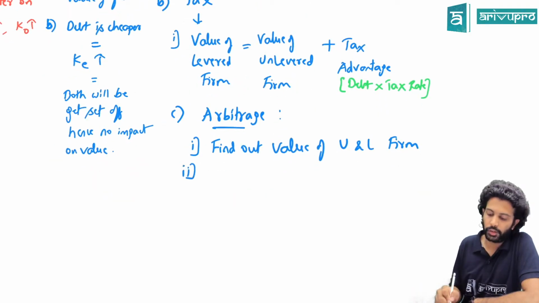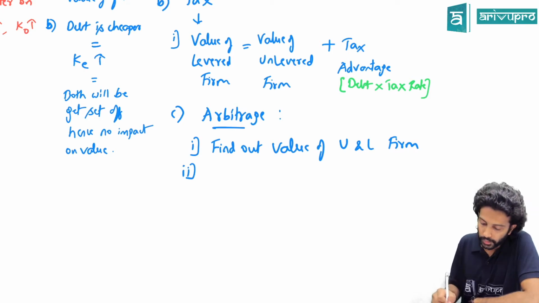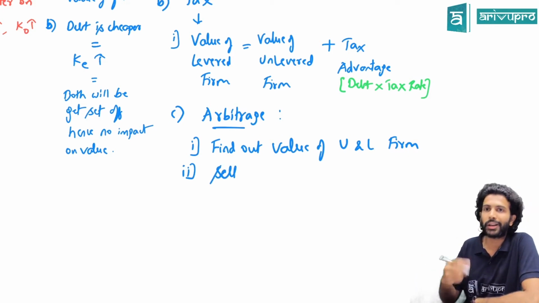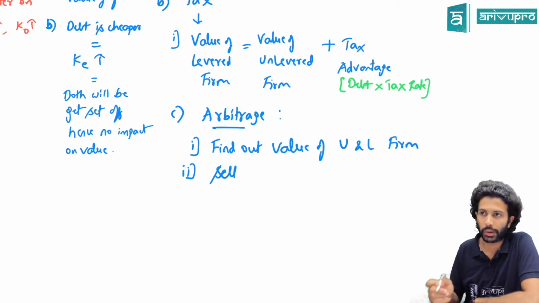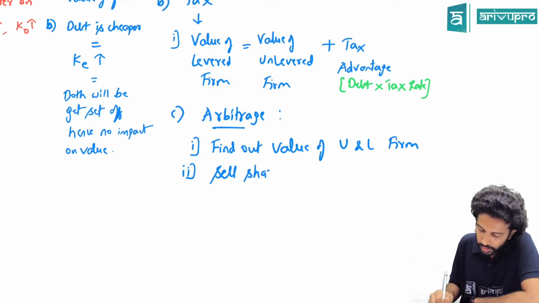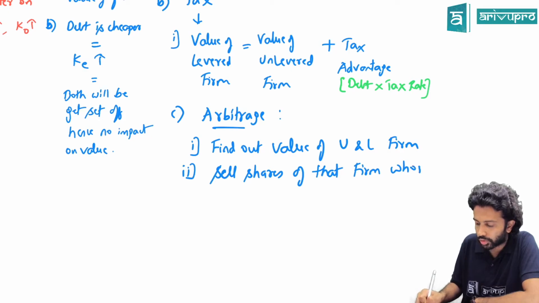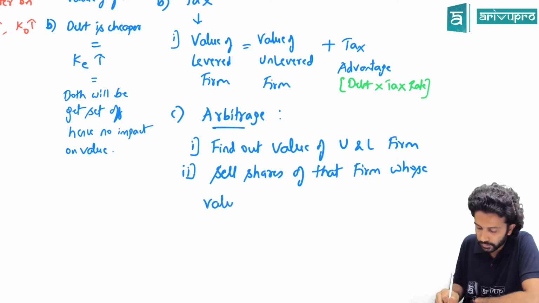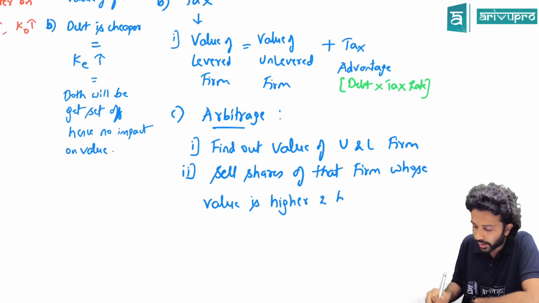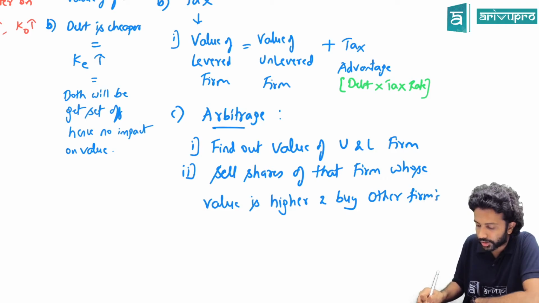The overall process of arbitrage is what? Sell the shares of that firm which has higher value and buy the shares of that company which has lower value. Sell shares of that firm whose value is higher and buy the other firm's shares.